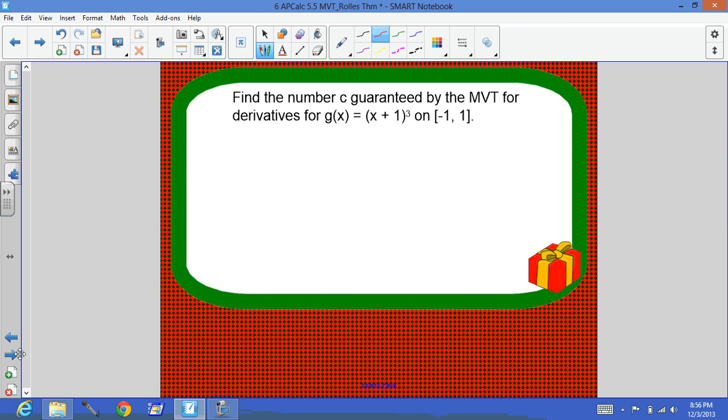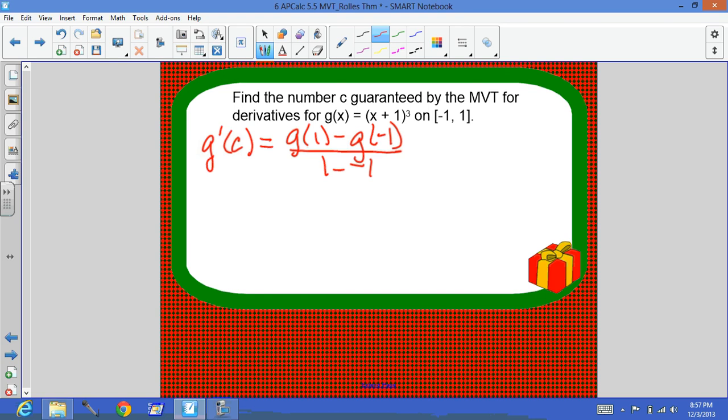Okay, what has to happen on this is that g prime at c has to equal g at 1 minus g at -1 all over 1 minus -1. Okay, this is saying the slope of the secant line and the slope of the tangent line have got to be the same. Secant line's over here on the right-hand side, tangents on the left.